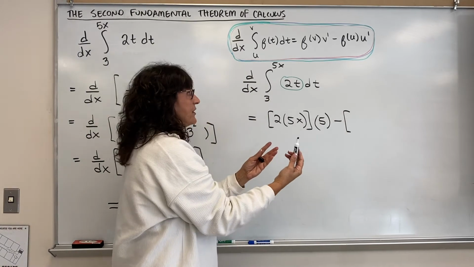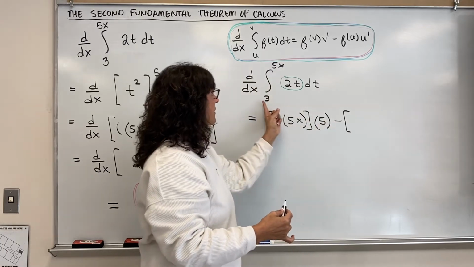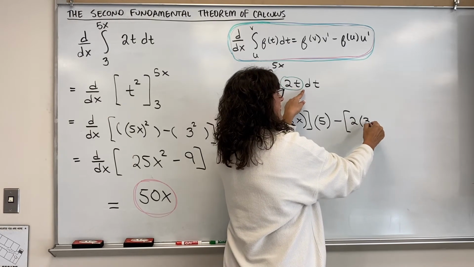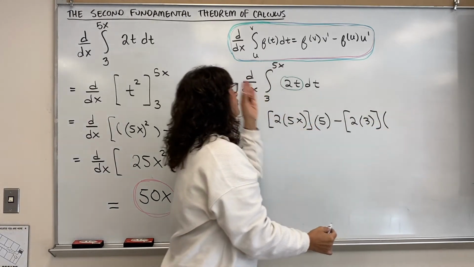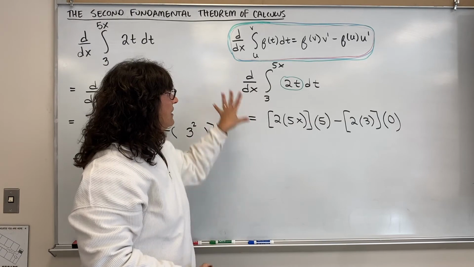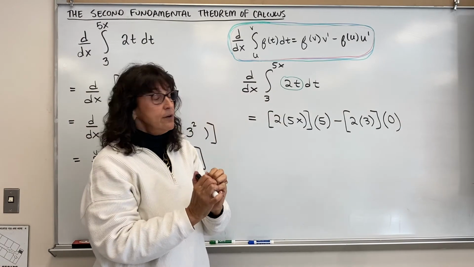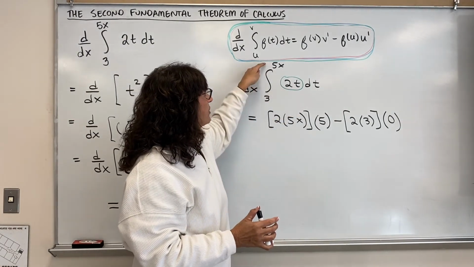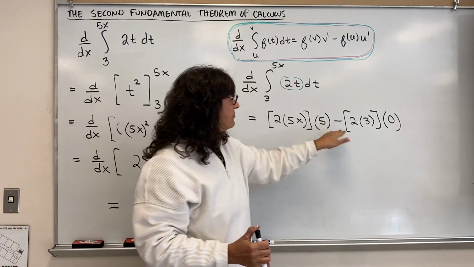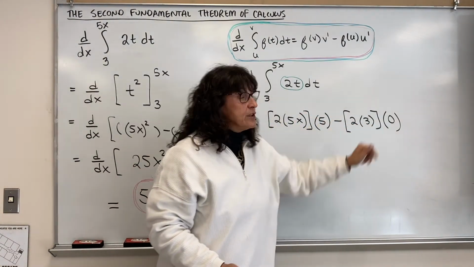Then you subtract from that. This is how we're applying the fundamental theorem of calculus: plug in the upper bound times the derivative of the upper bound. Subtract from that, we plug in the lower bound, so you have 2 times 3, plugging in the lower bound for x, and that gets multiplied by the derivative of the lower bound, which is 0. See how this rule works? The derivative of the integral cancels, you take the 2t as the function, plug in the upper bound, multiply by its derivative, then subtract the lower bound plugged in, multiplied by its derivative.